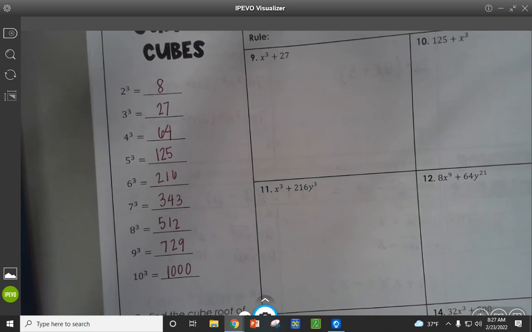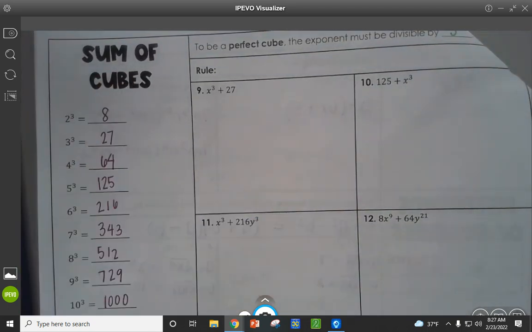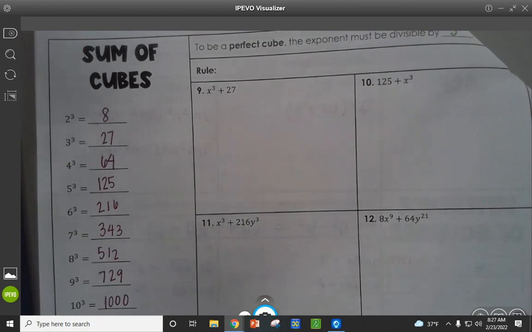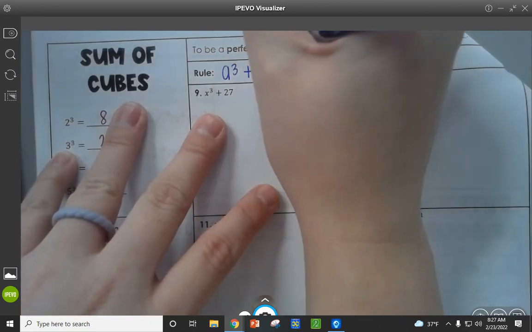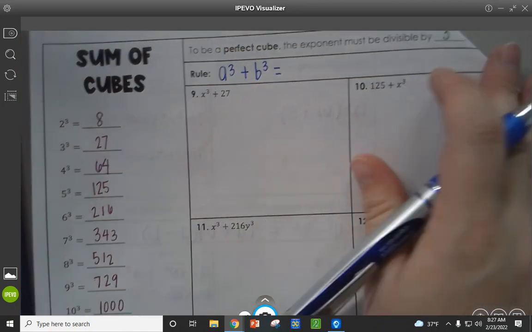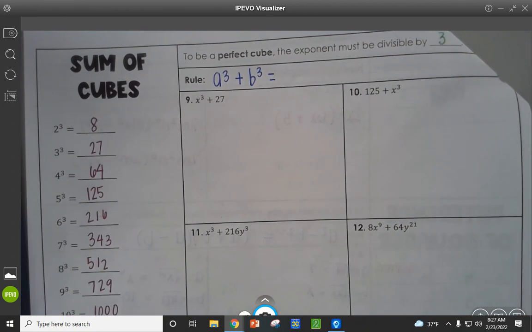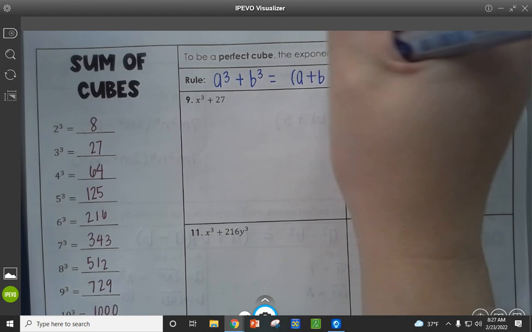Here is the rule for sum of cubes. Now the sum and difference of cubes, the formula is almost identical. The only differences are the pluses and minuses, and you'll see that. But we're only going to do pluses right here. So if we have a cubed plus b cubed, so we have two perfect cubes with a plus sign between them, it's a plus b.